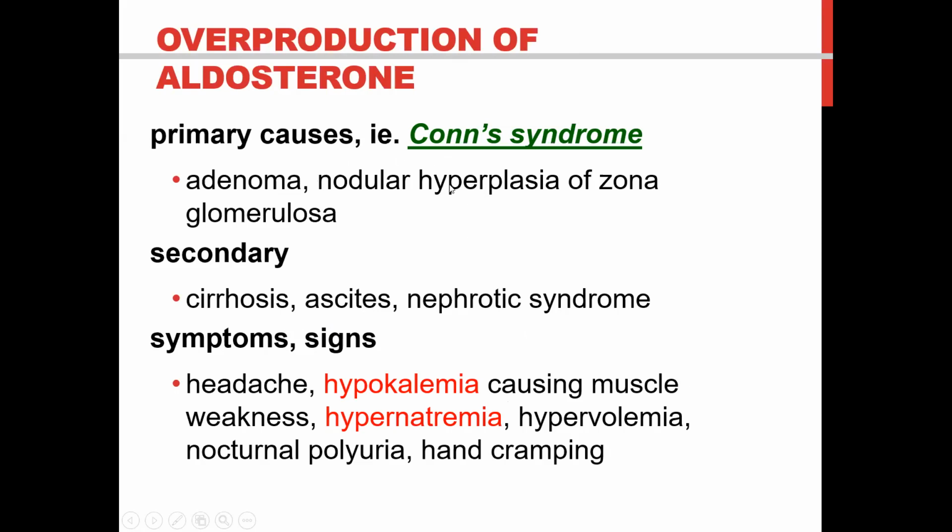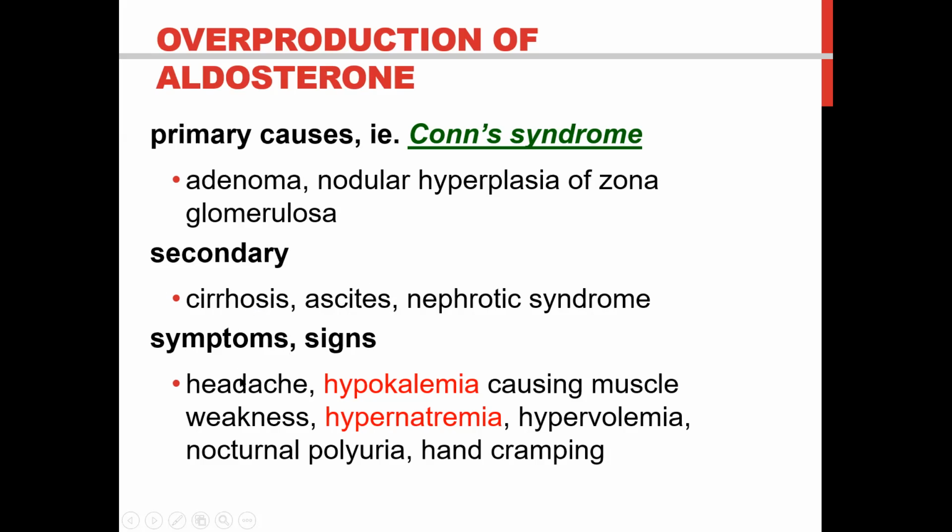And also, if there's nodular hyperplasia of the zona glomerulosa, of course, it's understandable. So there would be an increase in aldosterone production, leading to hyperaldosteronism. For the secondary cause, we have cirrhosis, ascites, and nephrotic syndrome. So this right here, class, is pronounced as ascites, not ascites.